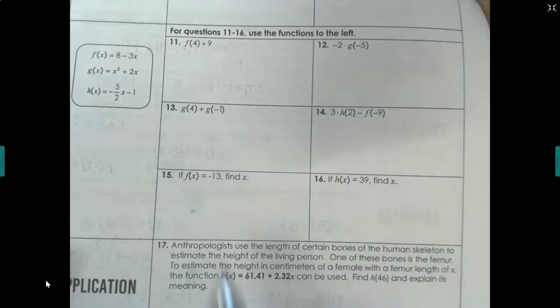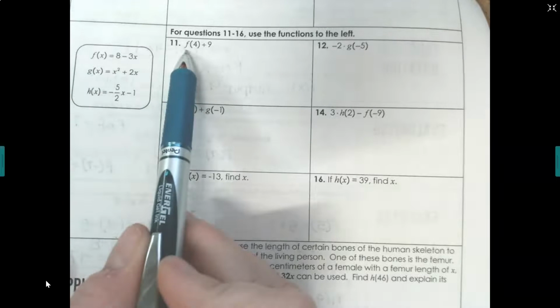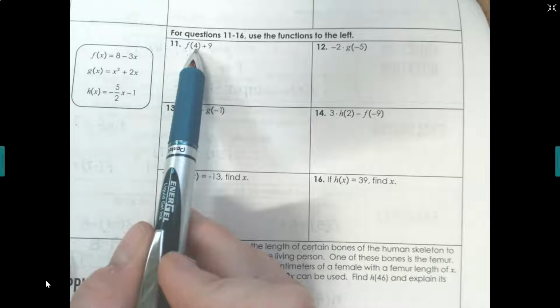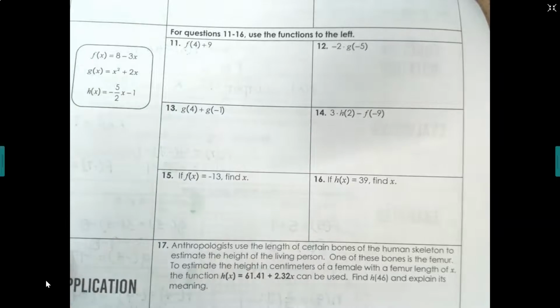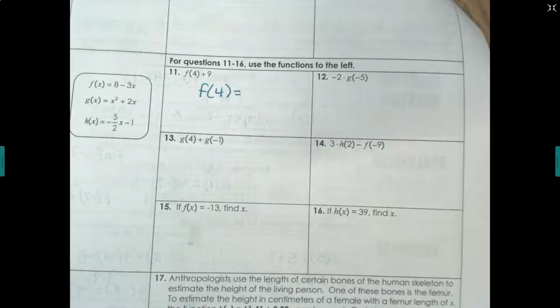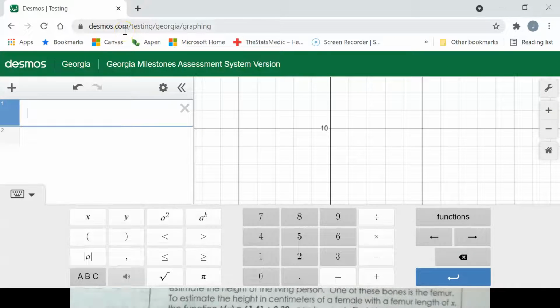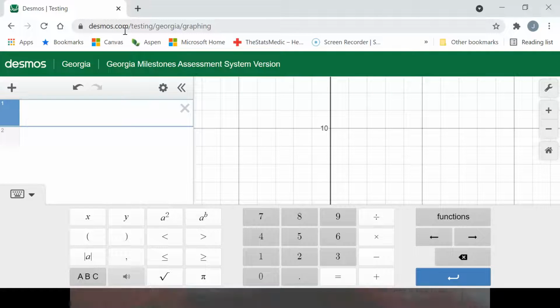So now notice 11 says I have all my functions listed over here on the side. Take whatever f of x is, plug in 4, and when you get that answer, add 9. But let's take a look. Let's go find out what f of 4 equals. Okay, so let's go into Desmos, type in what number 11 is. So it says f, you want the f function. So f of x equals 8 minus 3x.